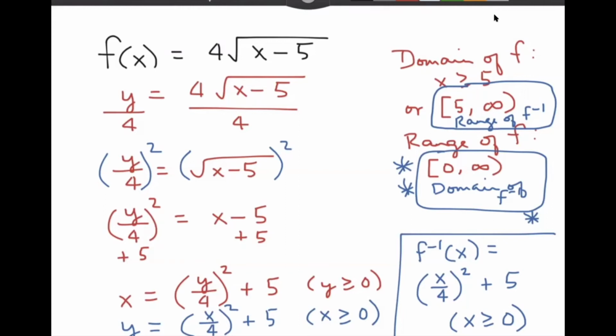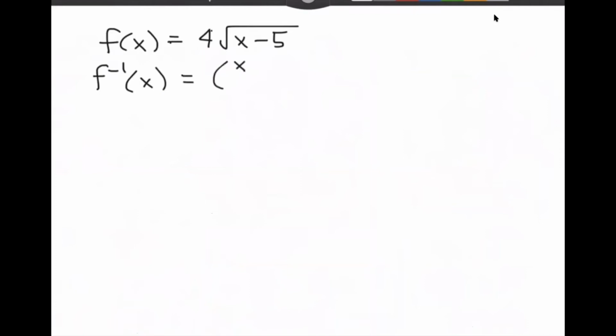All right, what else did they ask me to do? They wanted me to confirm that this answer is correct by checking f inverse of f of x and also f of f inverse of x. All right, so let's just recap what we have. The original function was f of x equals 4 times the square root of x minus 5. And we think that the inverse function is f inverse of x equals x over 4 squared plus 5 for x greater than or equal to 0.